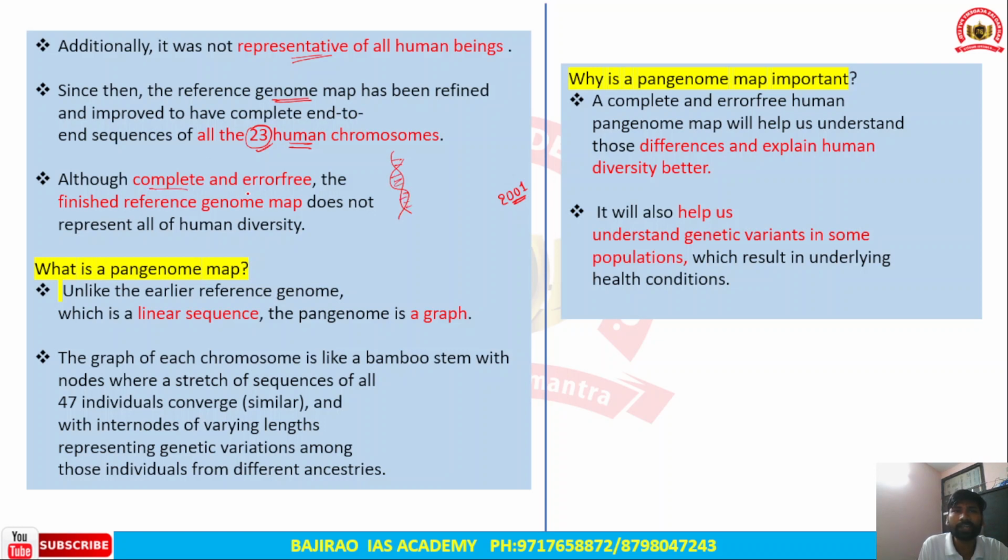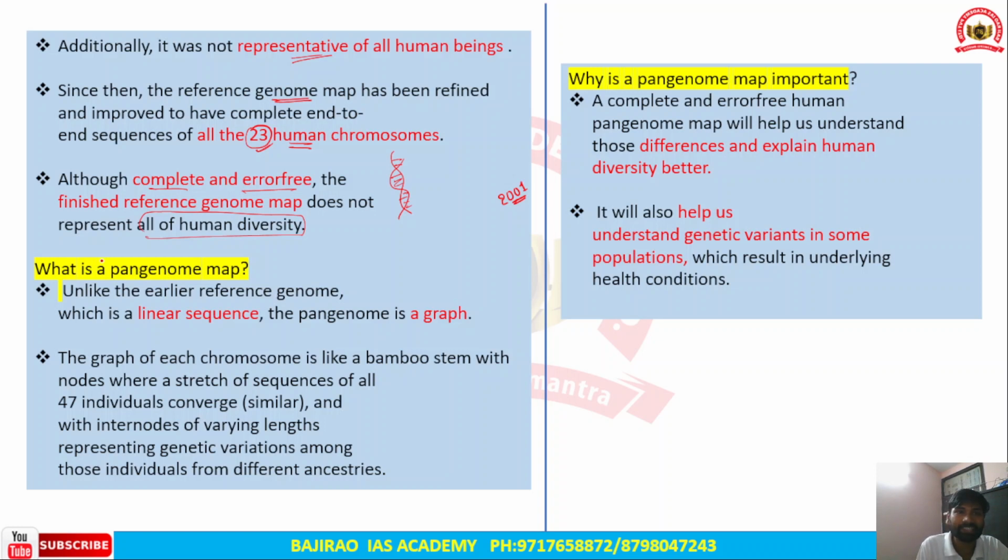Although the finished reference genome map is complete and error free, it still does not represent all human beings or all human diversity. For example, there are different ethnicities: Indians, South Asians, Africans, and Europeans. There is a variance between the composition of their genetic material. Since it does not represent all genetic diversity, even though it is complete and error free, it cannot address various genetic diseases in different groups of people.